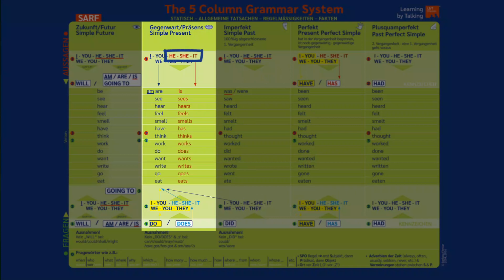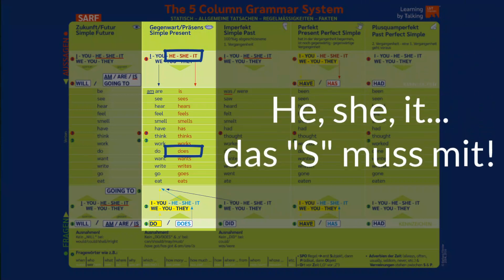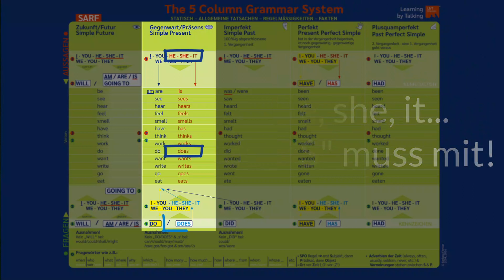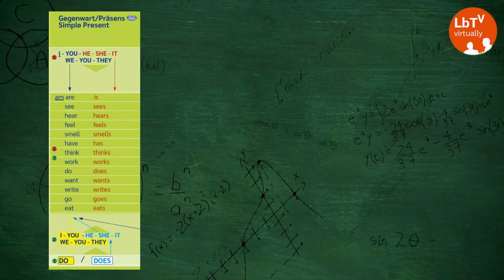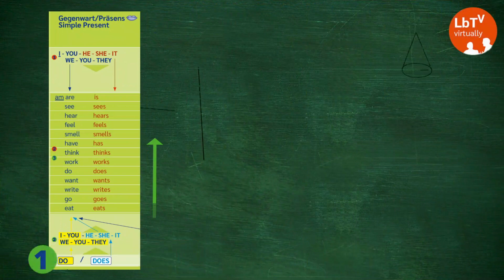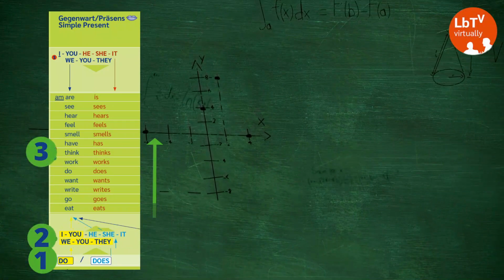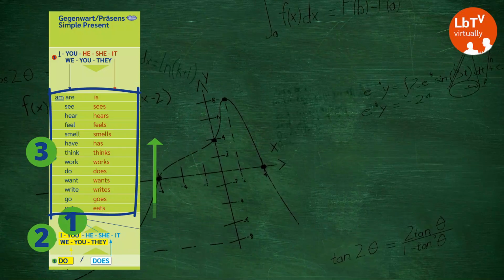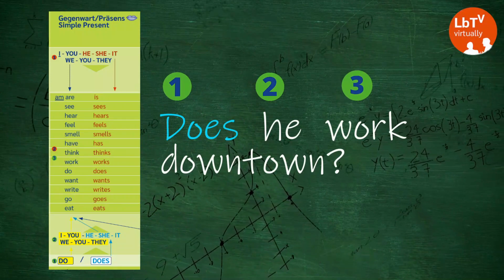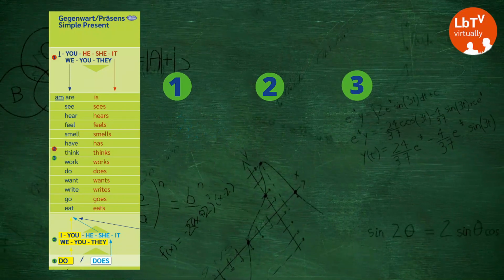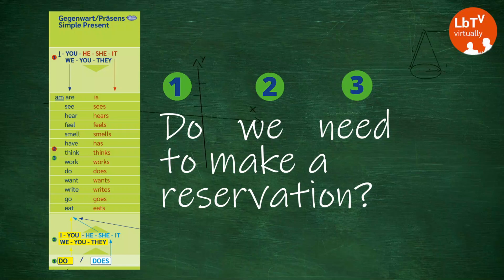If the pronouns he, she, and it are used, the verb "do" changes to "does". This follows the old rule: he, she, it, das es muss mit. You can see this in the 5-column system with the light blue "does" for a question. If you want to ask a question in the simple present, often we start with "do" or "does", the pronoun, and then the verb. Do you want to join me for dinner? Does he work downtown? Do we need to make a reservation?